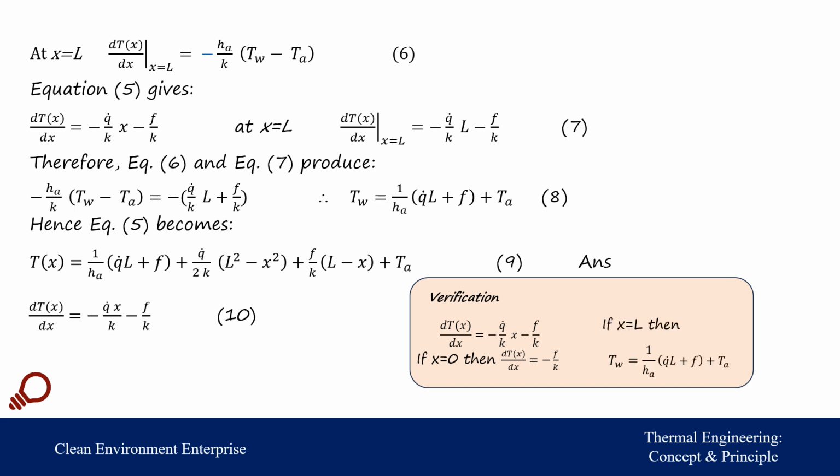And if x equal to L and we substitute x by L in equation number 9, then we will get T sub W equal to 1 divided by h_A times (Q dot L plus F) plus T_A. And then this is the boundary condition number 2, which is also verified and fulfilled by T of x, which is represented by equation number 9.